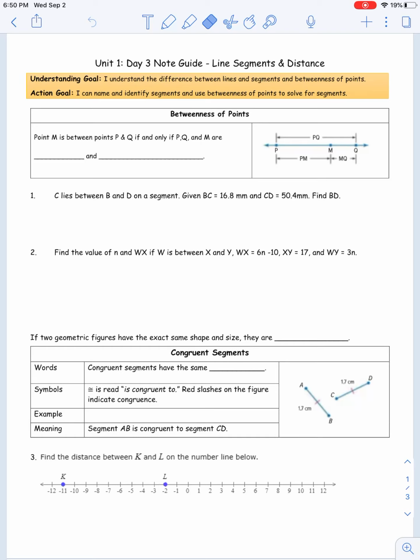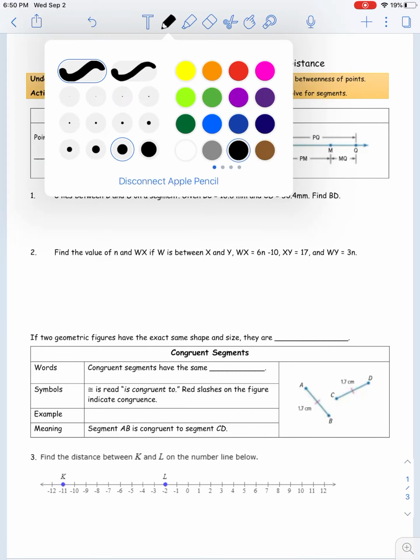Point M is between P and Q only if P, Q, and M are collinear. So this is our line here. P, M, and Q are on that line, and we're trying to prove that M is between P and Q. Well, that's only true if they are collinear.